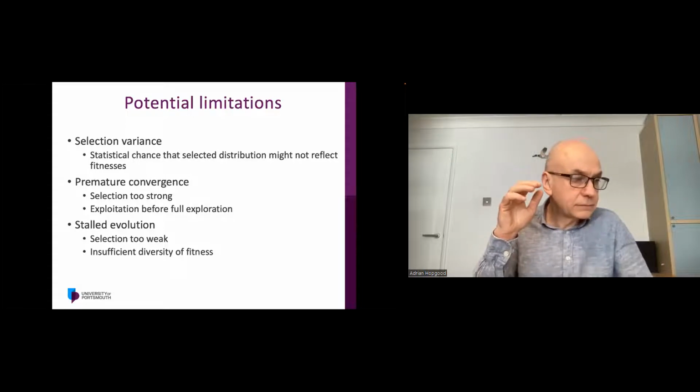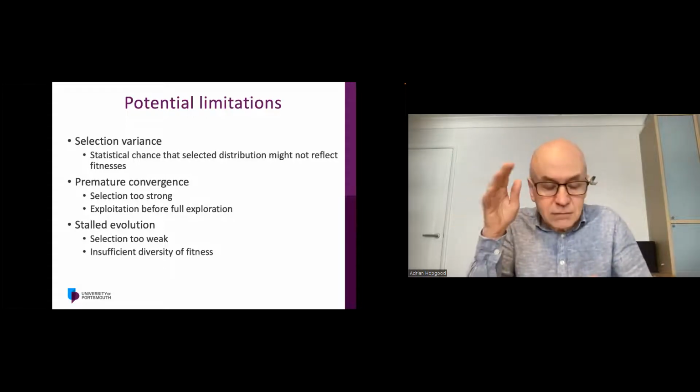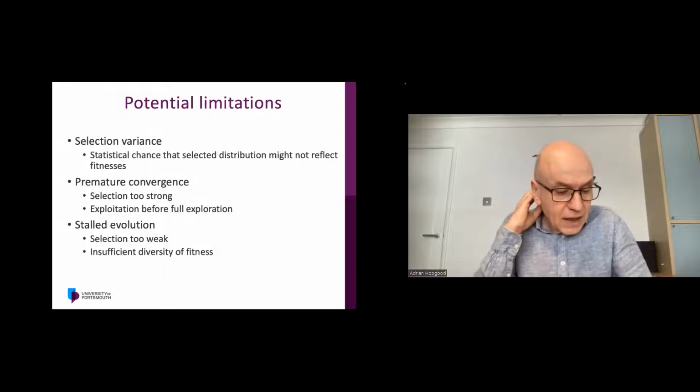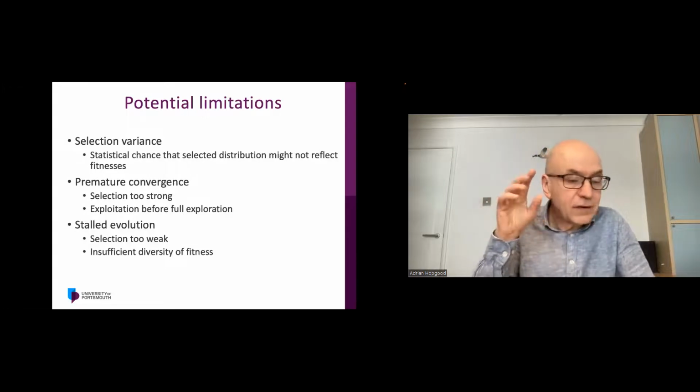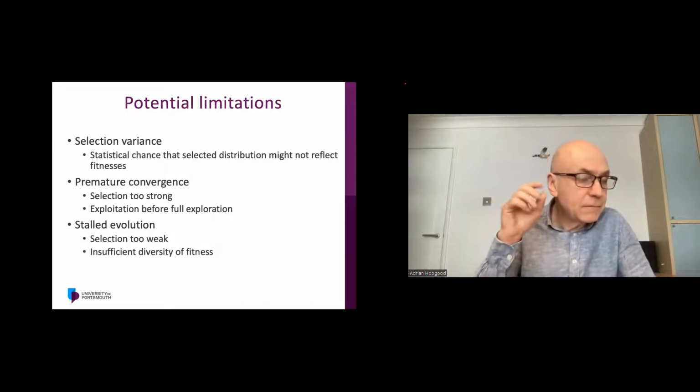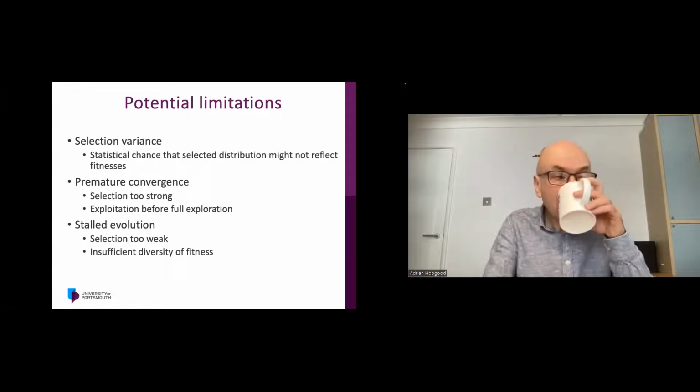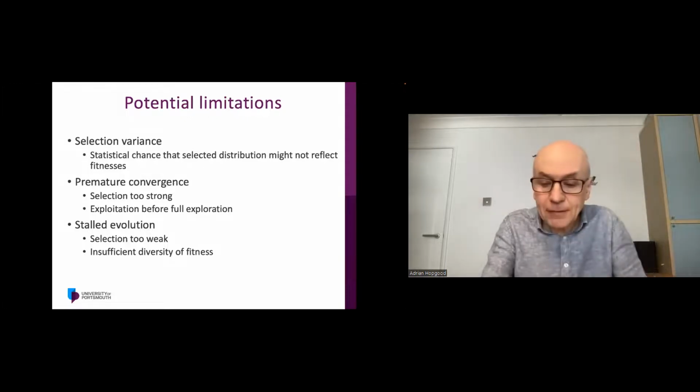Conversely, stalled evolution is where selection is too weak. So although the algorithm may have found the general area for the global optimum, it does not exploit it sufficiently. It does not get to the top peak fitness.